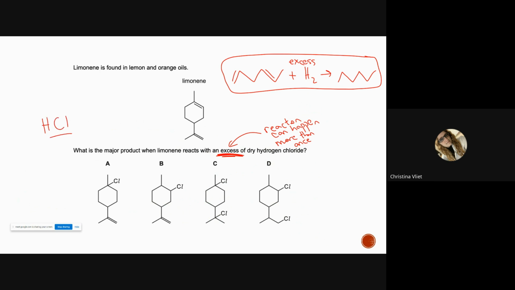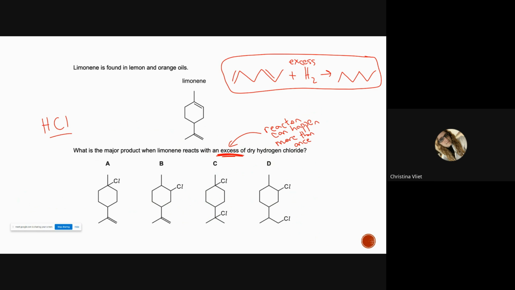HCl is what we're adding. So a couple of things going on here. First thing you've got to remember is, HCl adds to the what on the molecule? The double bond. So it's going to add here and it's going to add here, both places.